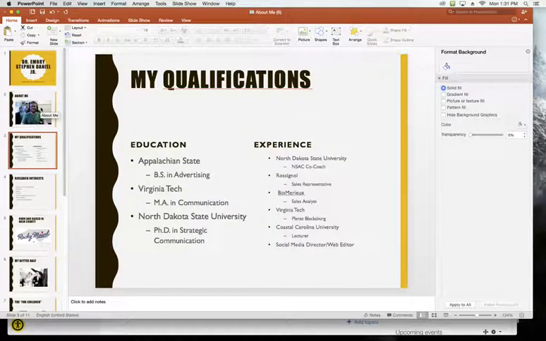My qualifications here, you can see I actually got my bachelor's here at App State, a BS in advertising. I did an MA at Virginia Tech in political communication as well as strategic communications for campaigns. And I got my PhD at North Dakota State University.